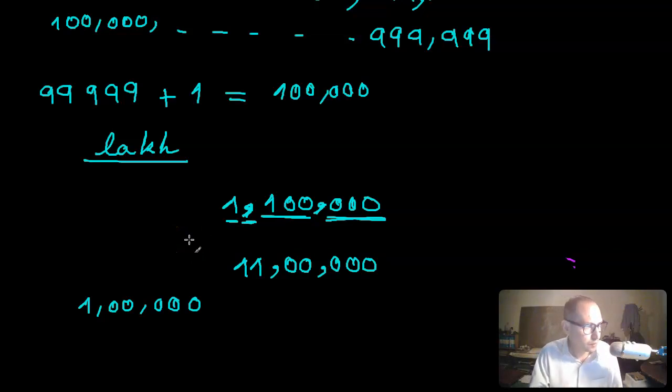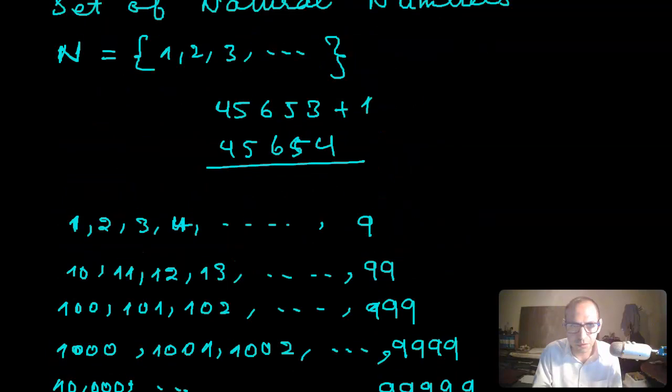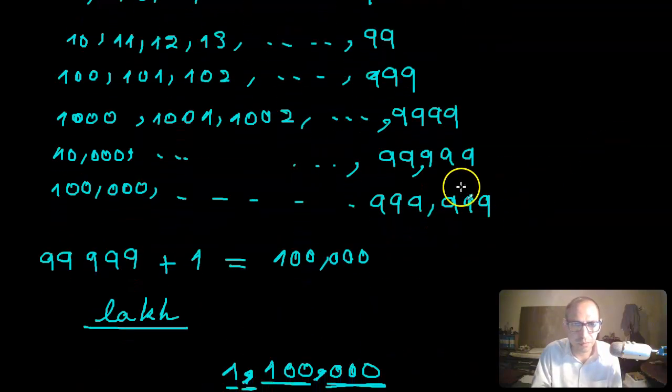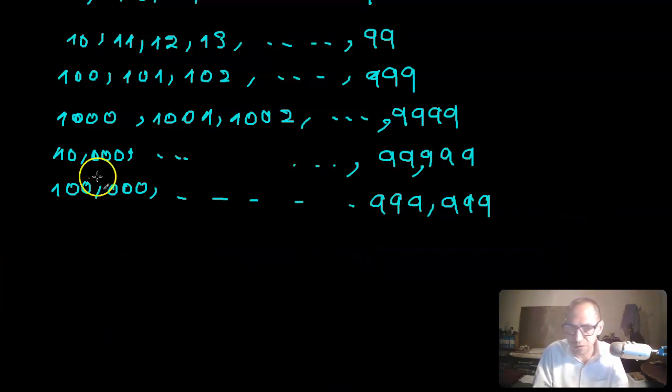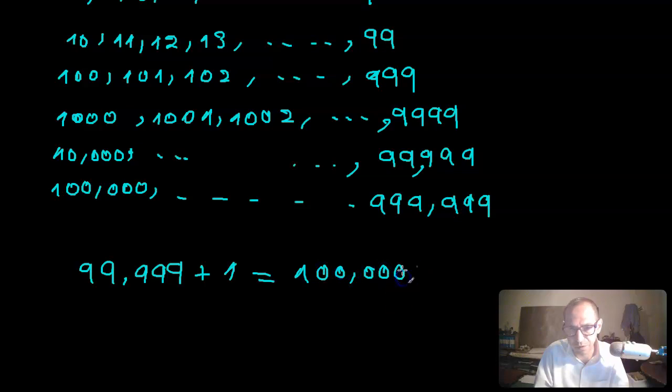So now about the number 100,000, you see that the number is written, so the 100,000, you can write it as 999,999 plus a 1, which is going to give you 100,000, right?